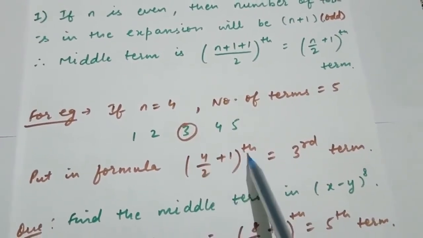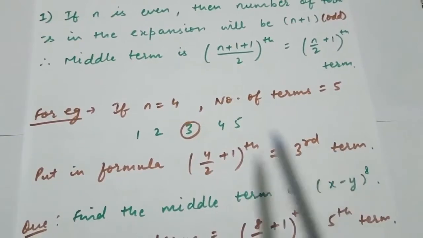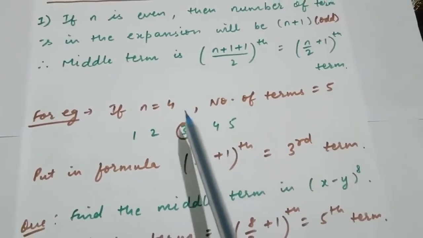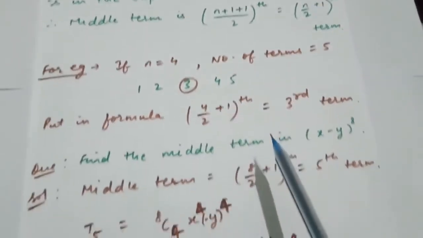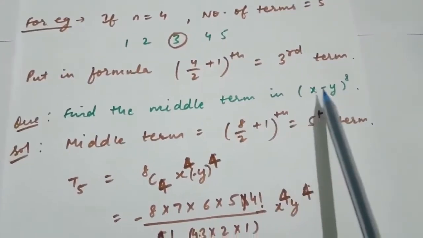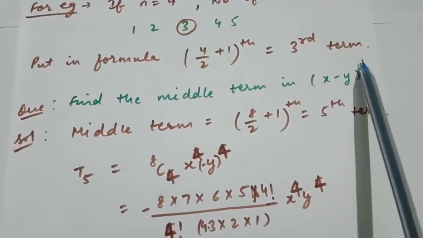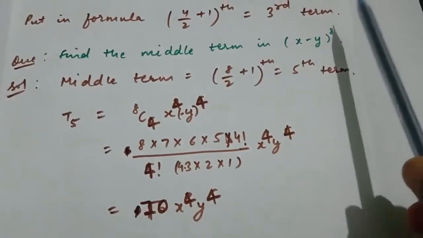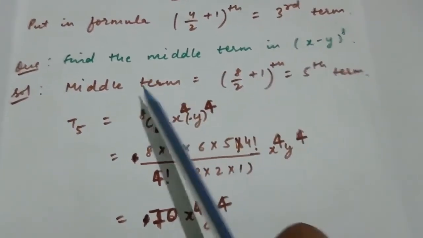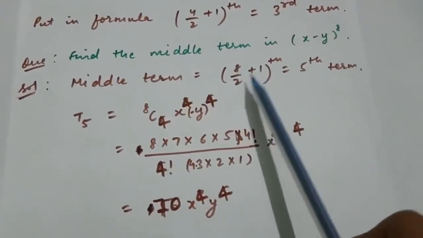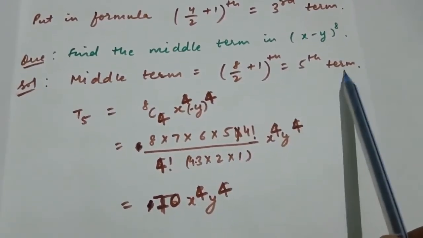4 by 2 plus 1th, so you will get the third term. So we will now use the formula to find the middle terms, right? Find the middle term in (x minus y) whole raised to the power 8. Because 8 is even, we will use the above formula. The middle term will be 8 by 2 plus 1th, that is the fifth term.